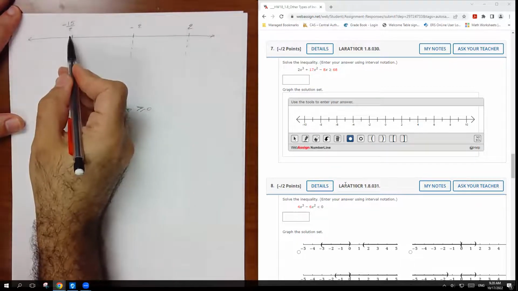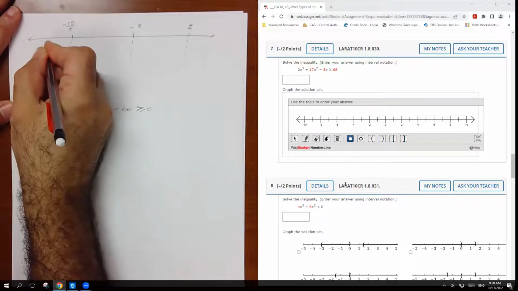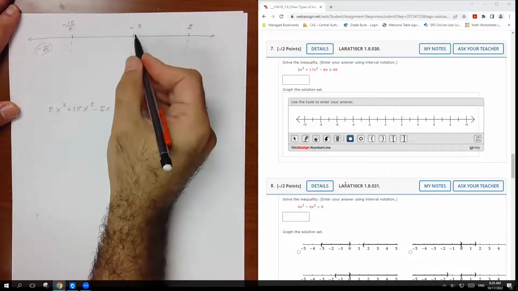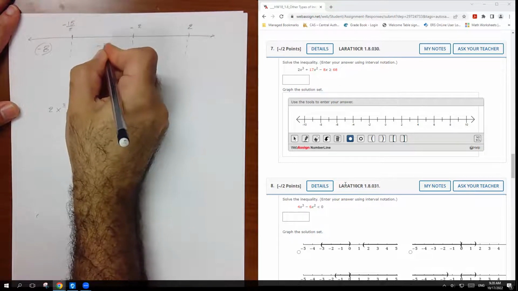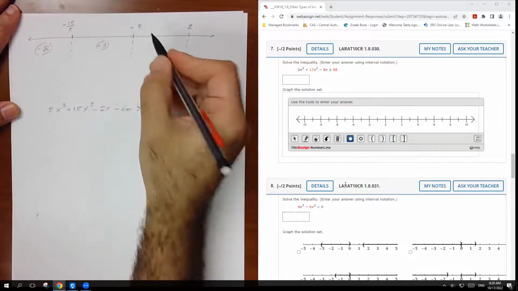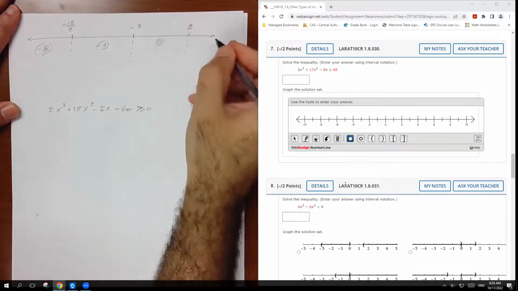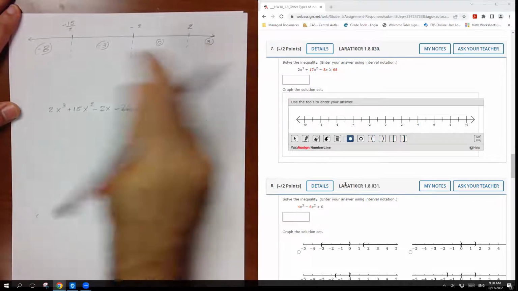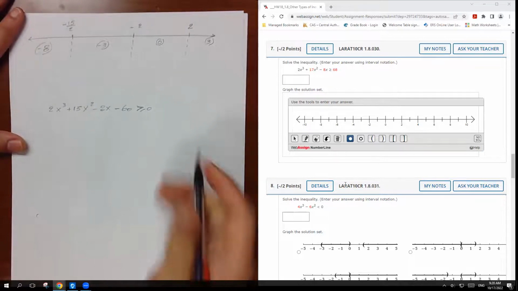This is negative 7.5. So I can choose negative 8 here. Between negative 7.5 and negative 2, I can choose negative 3. Between negative 2 and 2, I can choose the 0, the easiest number. And here I can choose 3. So 1, 2, 3, 4. 4 test points.